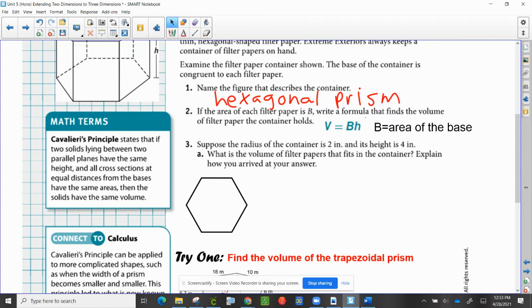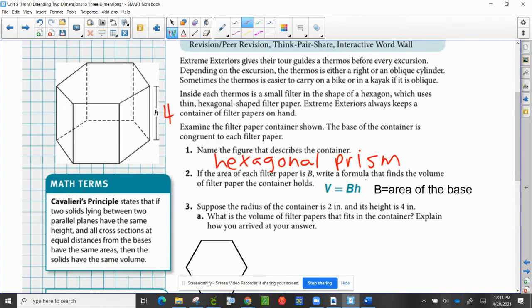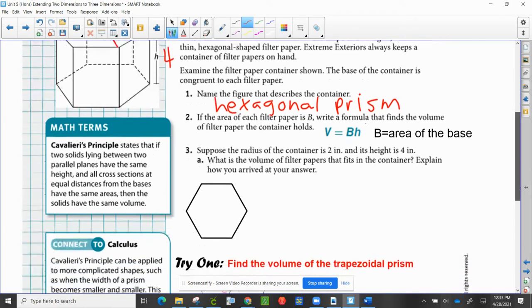Okay, so we know that our base is a hexagon, so I just drew a hexagon here. They want us to suppose the radius of the container is 2 inches and the height is 4. We know the height is 4 and they're saying the radius, so if we start at the center and go out, it would be 2. So if I just draw this on a flat figure here, a flat base, we know that's 2.